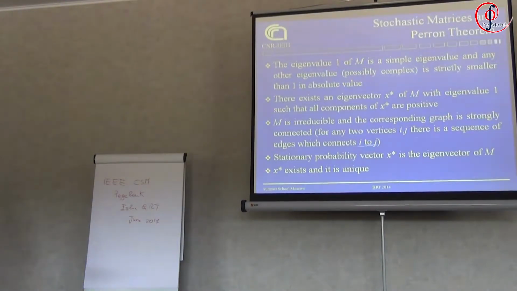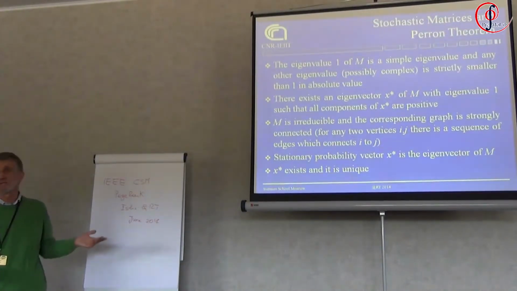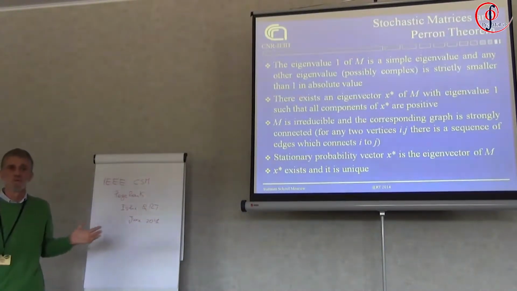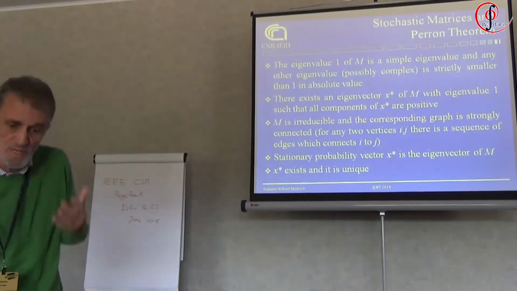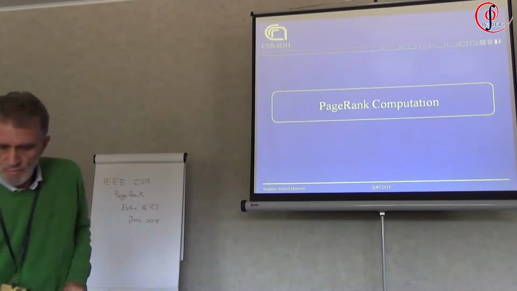So from this point of view, if you think about the graph and not the matrix, you see that for i and j, which are two servers, there is a sequence of edges which connect i and j. And x star is a stationary probability vector; x star exists and it is unique. So the problem is well defined. Of course, the problem is how to compute it, but that's a different story, which is the PageRank computation.